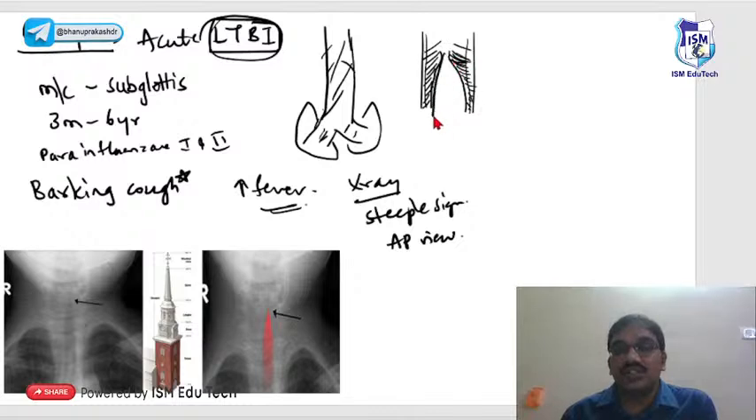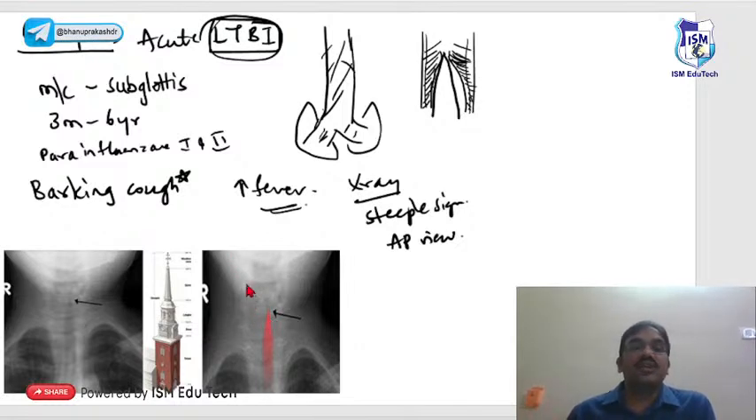So this sign will appear as a steeple. You can see here it appears like a steeple. So we call this the steeple sign. Hope you are able to follow, right? This can be seen on the AP view of the neck.